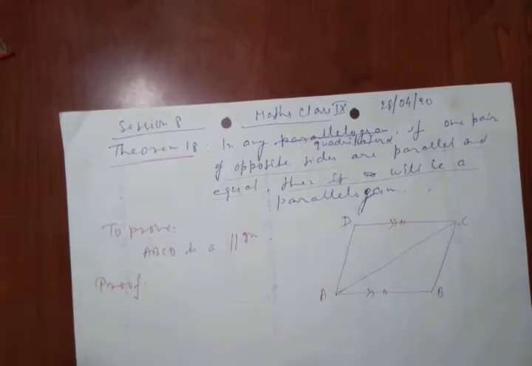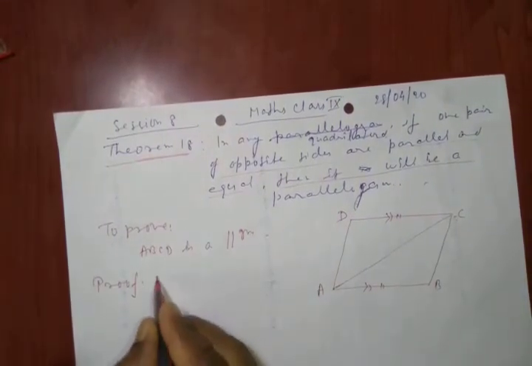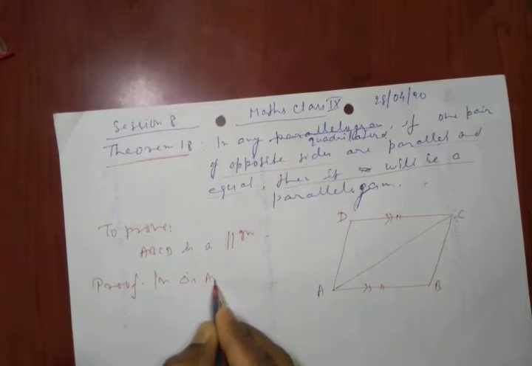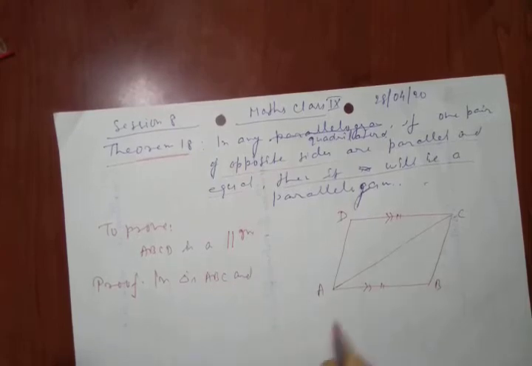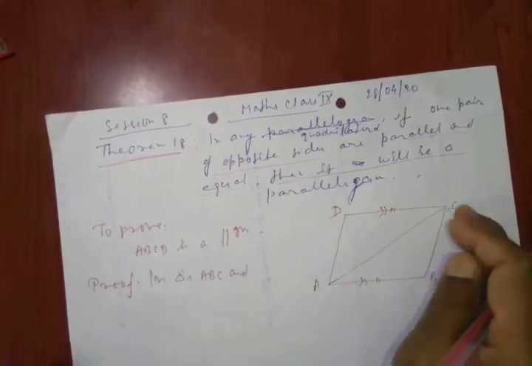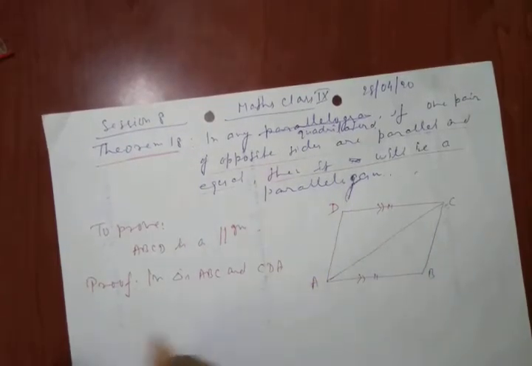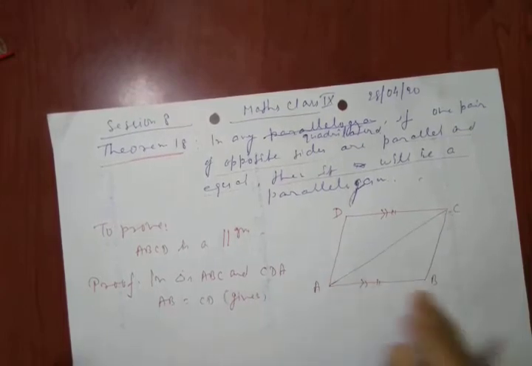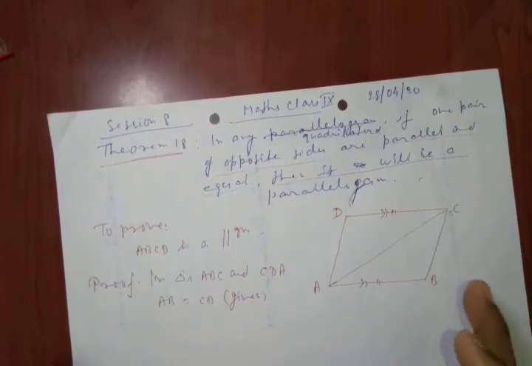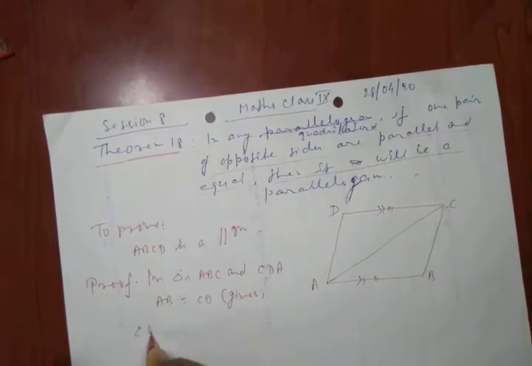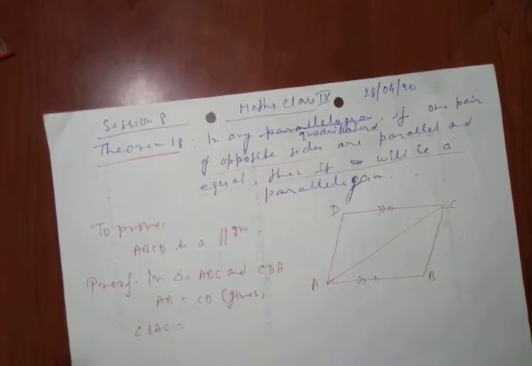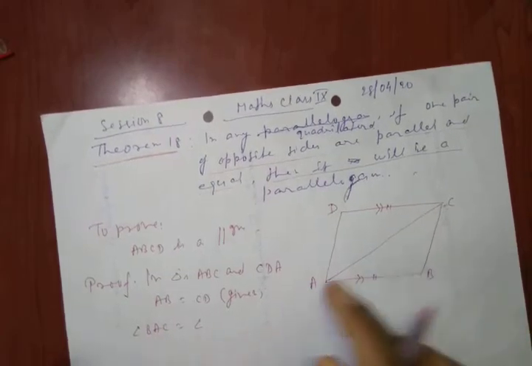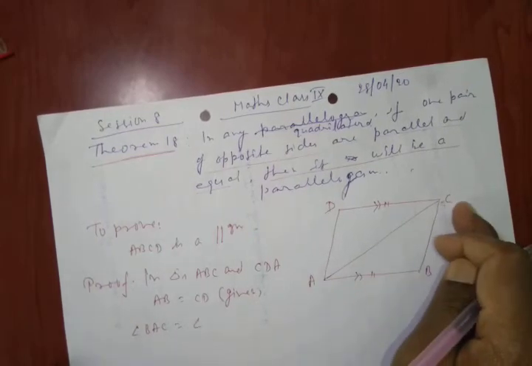So what is the proof? In this, first we will take the triangles ABC and CDA. In these we have the condition AB equal to CD, it is given, and the next condition is angle BAC equal to angle DCA.